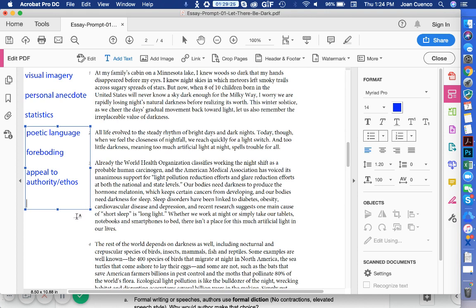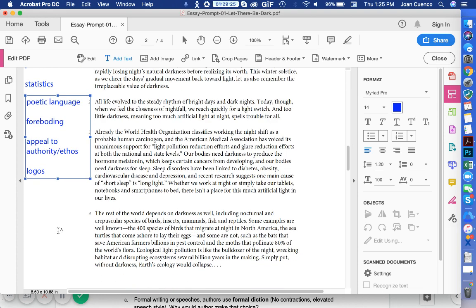Our bodies need darkness to produce the hormone melatonin. I mean, this is Logos. He's drawing on scientific facts about our health to argue for the fact that, logically, we all want to live. So he's using Logos to persuade us that darkness is important even to our health.